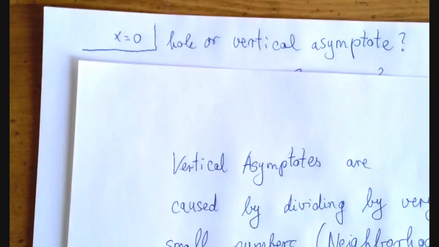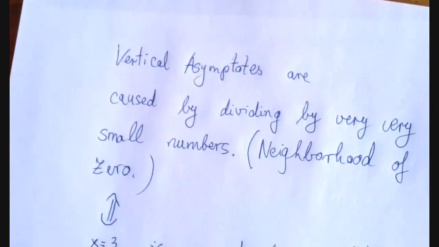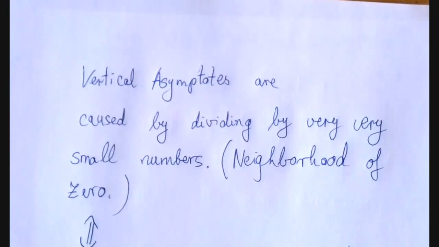Let's just review what causes a vertical asymptote. A vertical asymptote is caused by division by the neighborhood of 0. Not quite 0, just the neighborhood of it. That means that we have really, really tiny numbers in the denominator that are not balanced out by the same tiny number in the numerator. So it's basically a genuinely small number in the denominator that is not in the numerator. So that's a vertical asymptote.